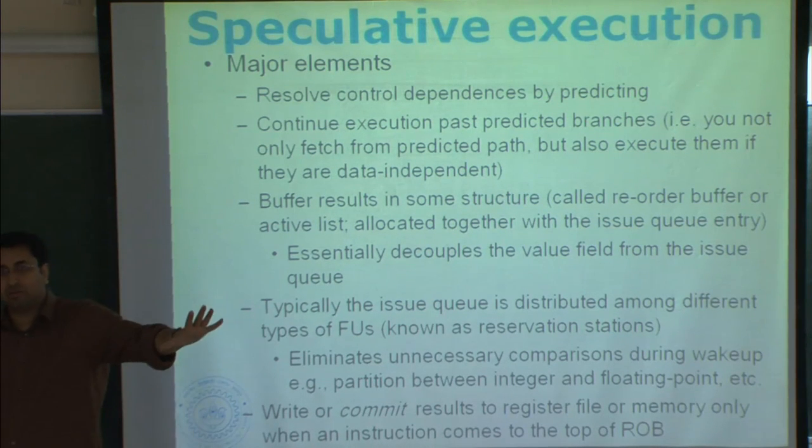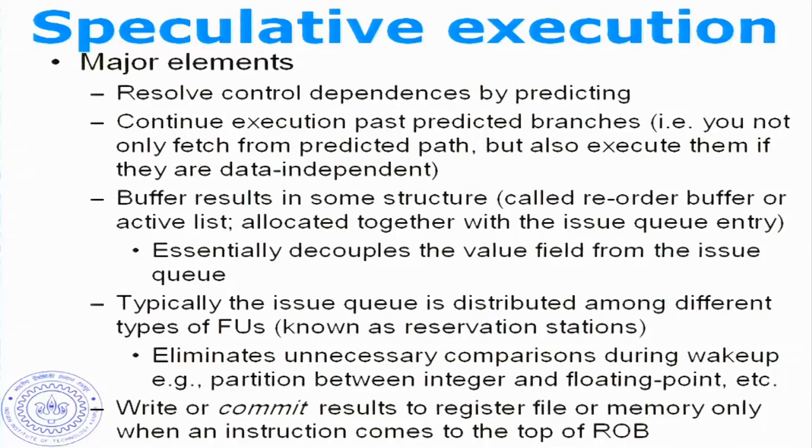Integer ALUs will have an issue queue. Floating-point ALUs will have an issue queue. The load store unit, the cache, will have an issue queue. And the memory system will have an issue queue, and so on. Any question? Is it clear?